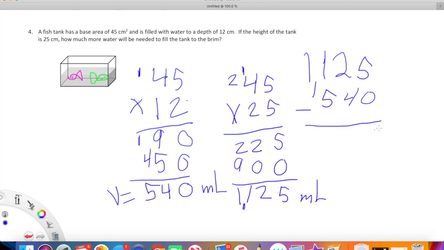Now we do 5 minus 0 is 5. You can't do 2 minus 4, so we borrow from this neighbor, cross it out, and now it's 0. So now this is a 12. 12 minus 4 is 8. You can't do 0 minus 5, so we borrow from this neighbor. This equals a 10 now. 10 minus 5 is equal to 5. Now this is the answer. They will need 585 more milliliters to fill the fish tank to the brim.